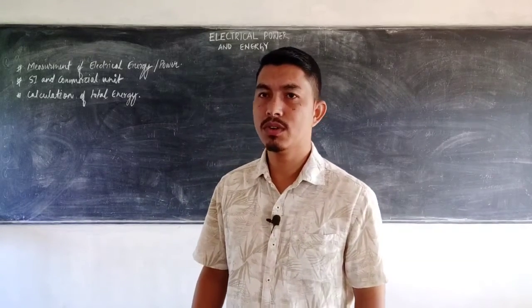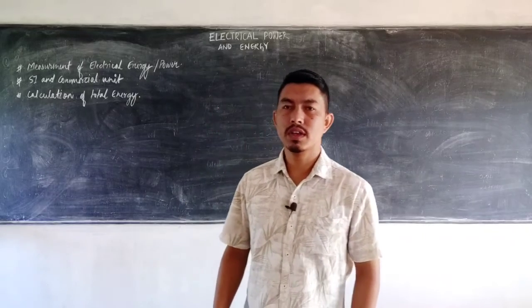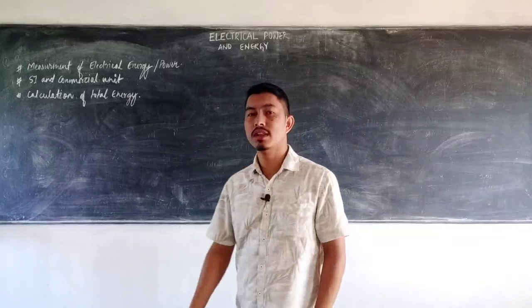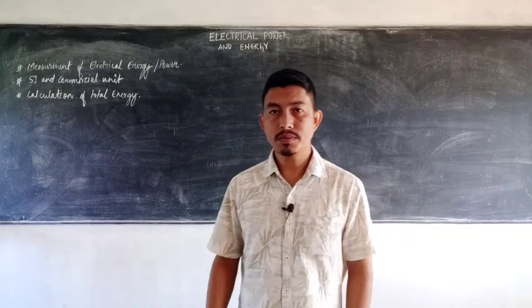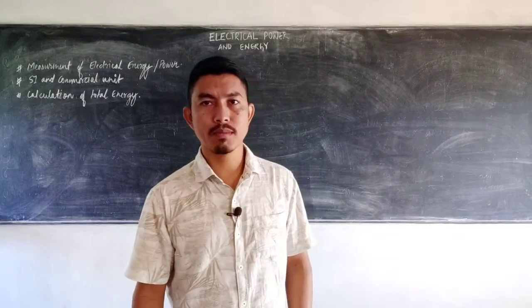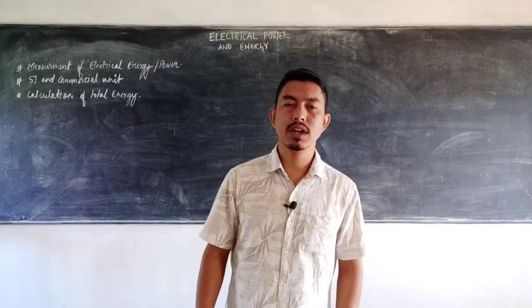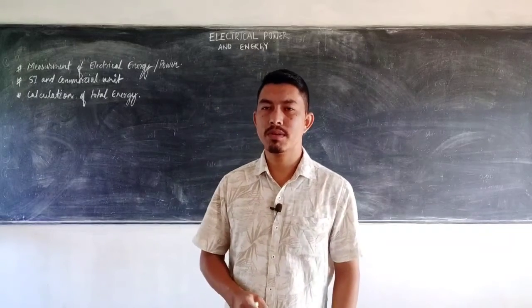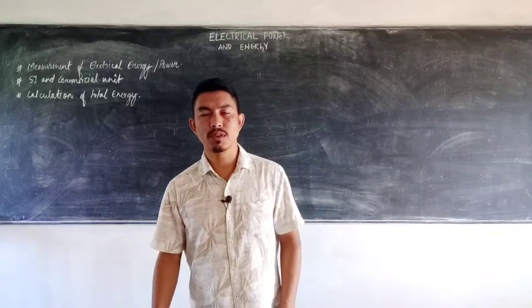So today in this video we'll be discussing the second part of current electricity, that is the electrical power and the energy. Now we categorize this electricity as energy because we know that electrical energy is capable of doing various kinds of work. The electrical energy can be converted into many other forms of energy.